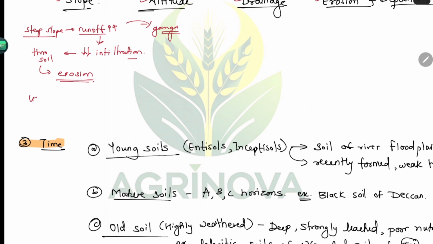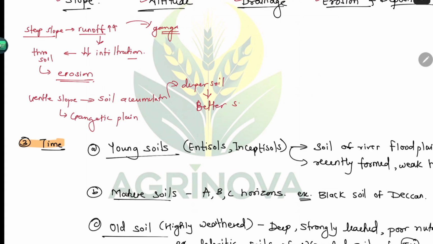Whereas in the gentle slope, we can see in the region of the Gangetic Plain more alluvial soil accumulation. So we can see a deeper soil layer, and we know this soil is better for cultivation, or the soil has better fertility.